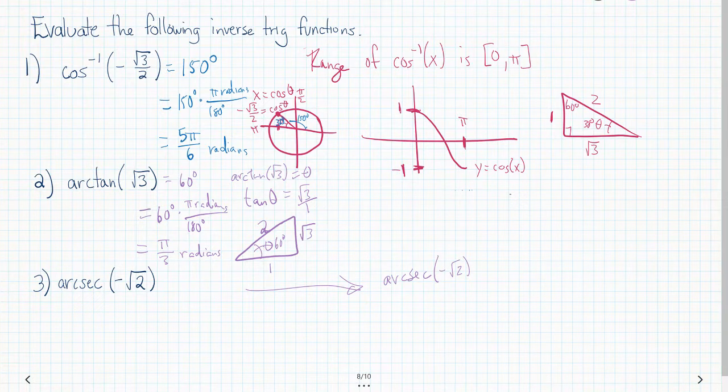So arcsecant of negative square root of 2 equals theta. What does that mean in terms of what's going on here? So we have to first take the secant of both sides, and what would that mean? Well, we get negative square root of 2 equals secant of theta. Okay.